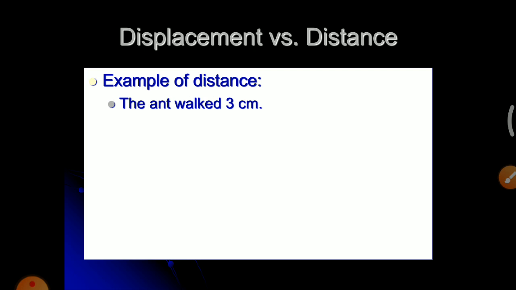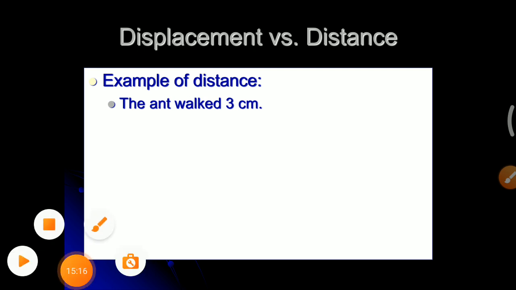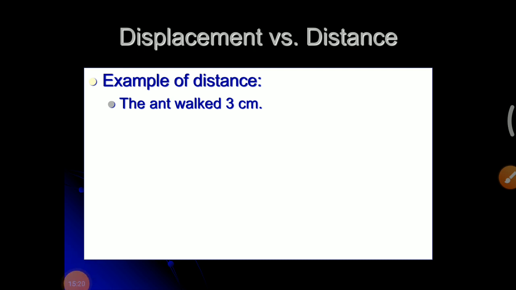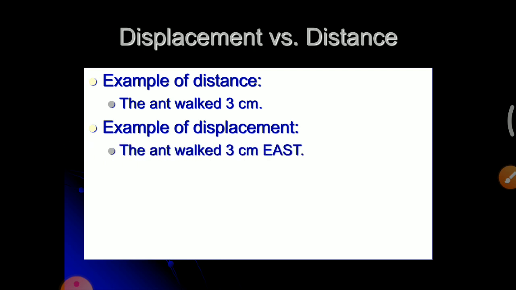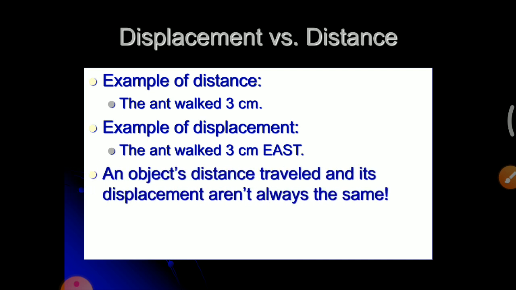Example of distance. Now we are going to see what is the difference between distance and displacement. Example of distance: the ant walked 3 centimeters. The example of displacement: the ant walked 3 centimeters east.